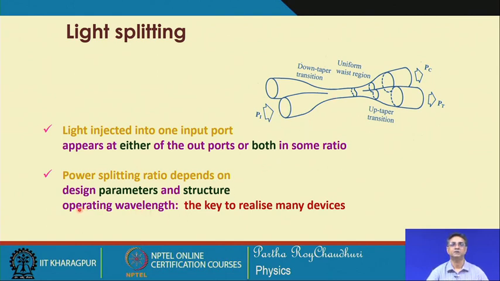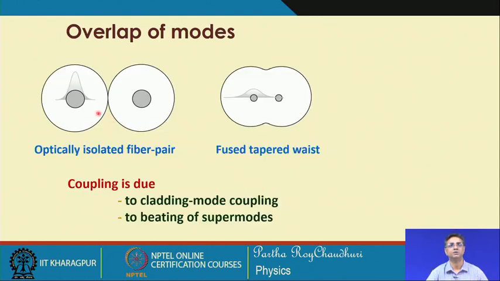So, these two things, the wavelength and the design parameters and structure, decide how this fiber coupler can be utilized for numerous applications. But wavelength dependent splitting is a very important part, which decides how it can be used for selective excitation of wavelengths, that is wavelength division multiplexing and demultiplexing. We will see that example also.